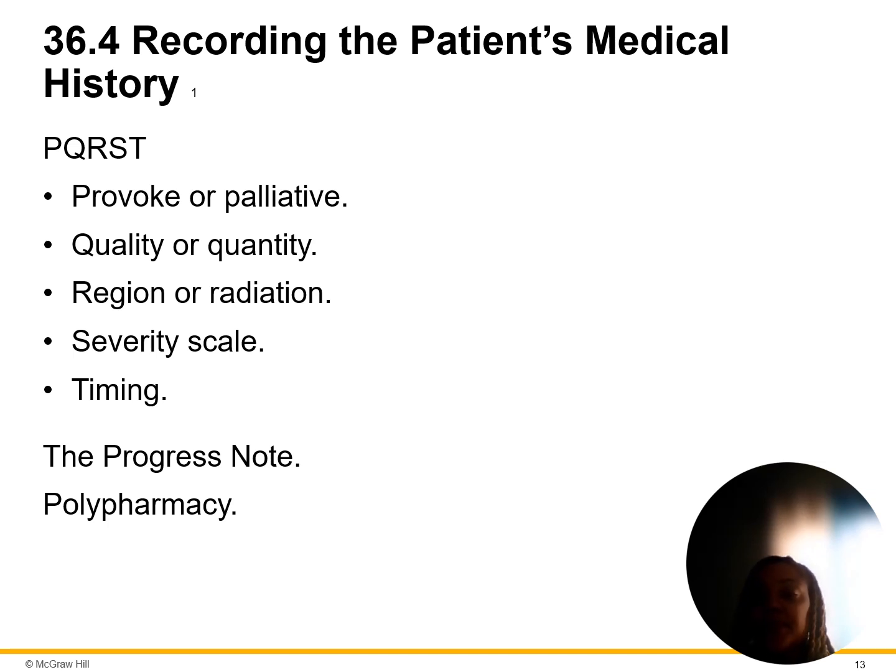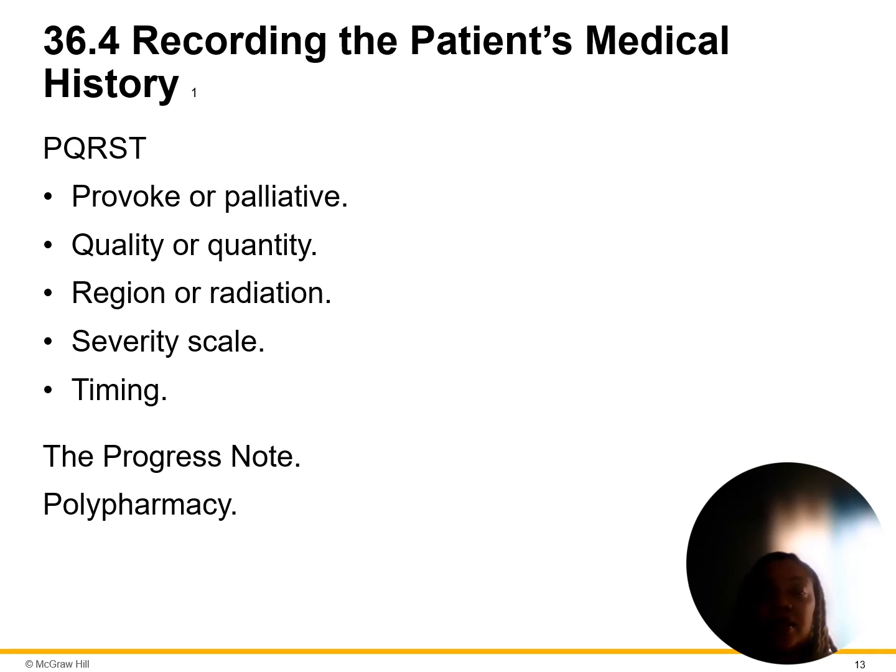And then quantity, how often or how many times does it happen? The radiation, does the pain go anywhere or does it stay in one region? S, severity or symptoms, how bad is it? Are there any other symptoms associated with it? T, timing and triggers. When did it come on? Is it continuous or intermittent? What makes it worse or what makes it better? Those are some questions that you can ask to help you chart and get an answer as to what's going on with your patient.